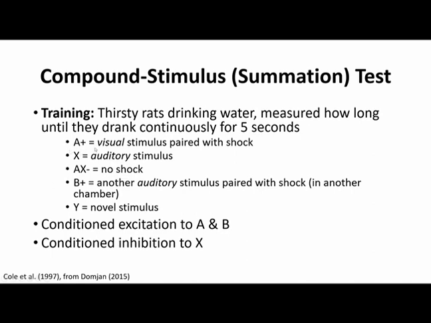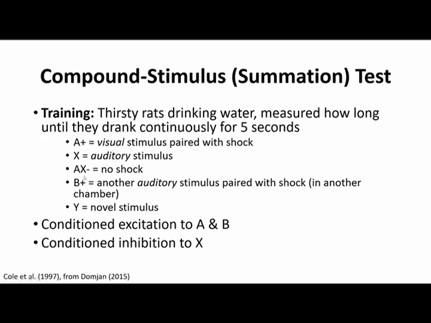And in this case, it's just a flashing light. And so this flashing light is always paired with a shock. So whenever it stops flashing, there is a shock. X would be an auditory stimulus, so a tone that would play in the background. When we had the flashing light and it was paired with X, there was no shock. So AX is labeled with a minus because there is no unconditioned stimulus. Our shock here is our unconditioned stimulus.